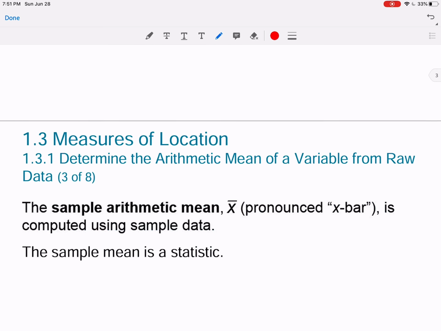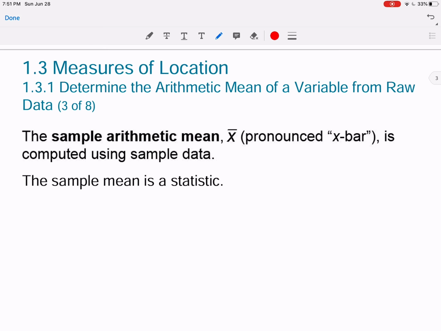Now let's take a look at the sample mean. The sample arithmetic mean, x bar, that's pronounced as x bar, is computed using sample data. And the sample mean is a statistic. So basically, if the given data set is a sample, then you will have a sample mean.